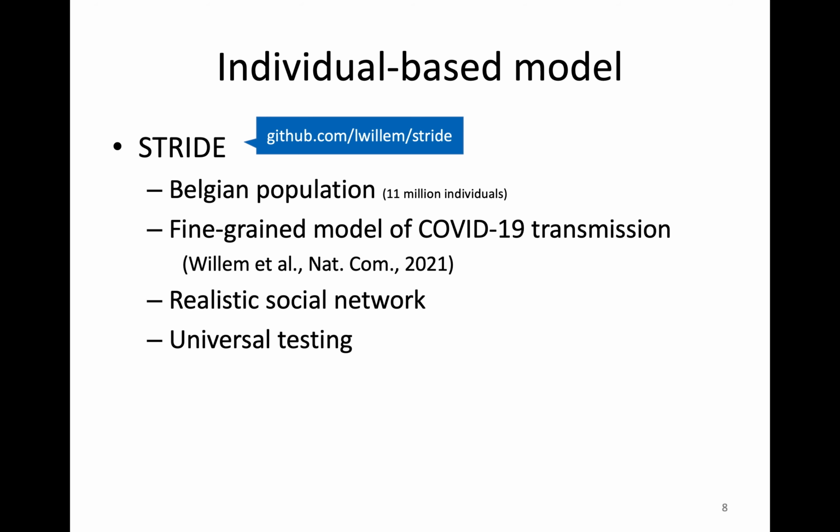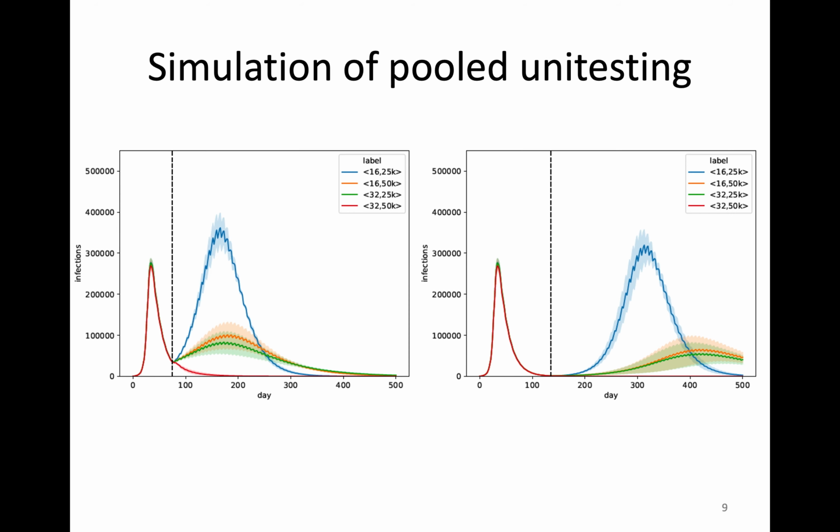We also have in this model a realistic social network of households, where people can meet each other at the workplace, at the school, and in the community. And in this model, we implemented universal testing to be investigated. And here I show you the results that we obtained.